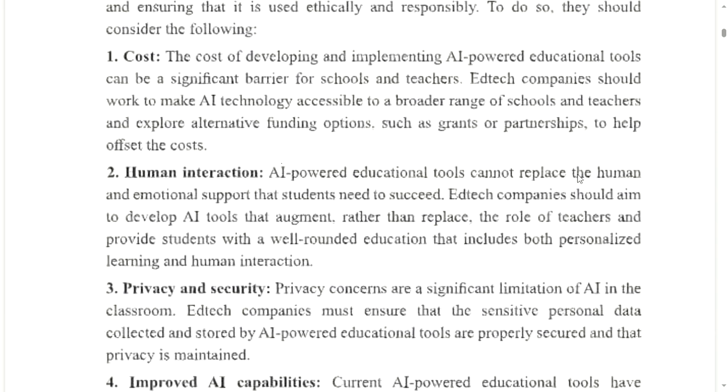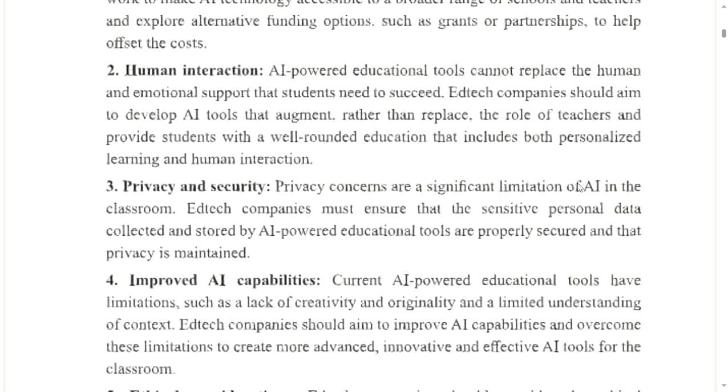Three, privacy and security. Privacy concerns are a significant limitation of AI in the classroom. EdTech companies must ensure that the sensitive personal data collected and stored by AI-powered educational tools are properly secured and that privacy is maintained.